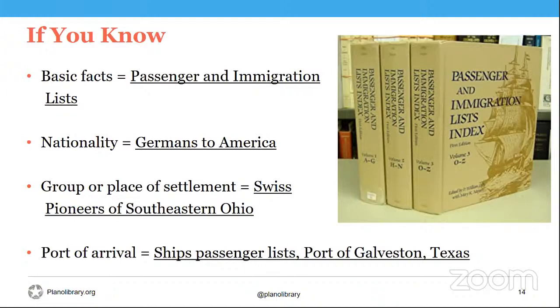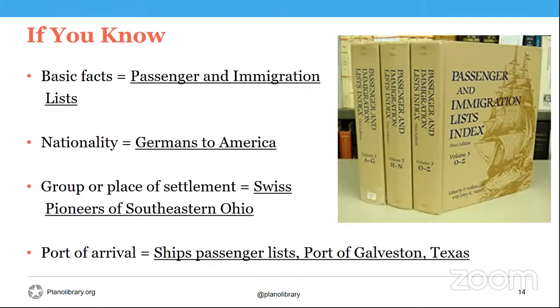Another index that's out there is Germans to America. So if you know your nationality, there are several sets. There's one for Germans to America, Italians to America, and England or Great Britain to America. If it's a group, you may want to look for those.